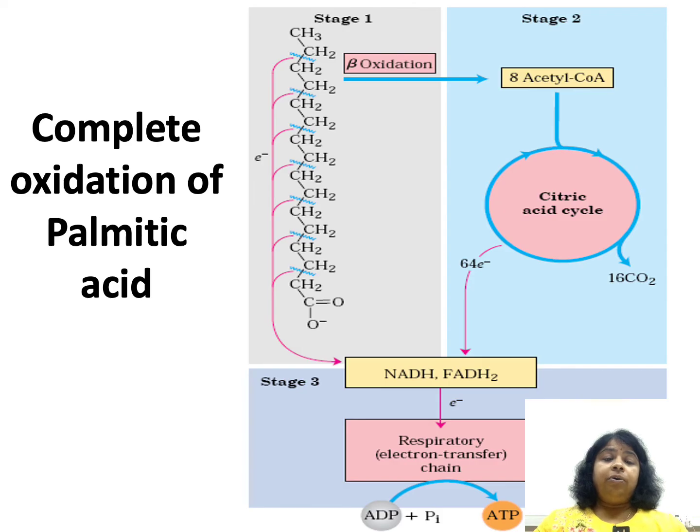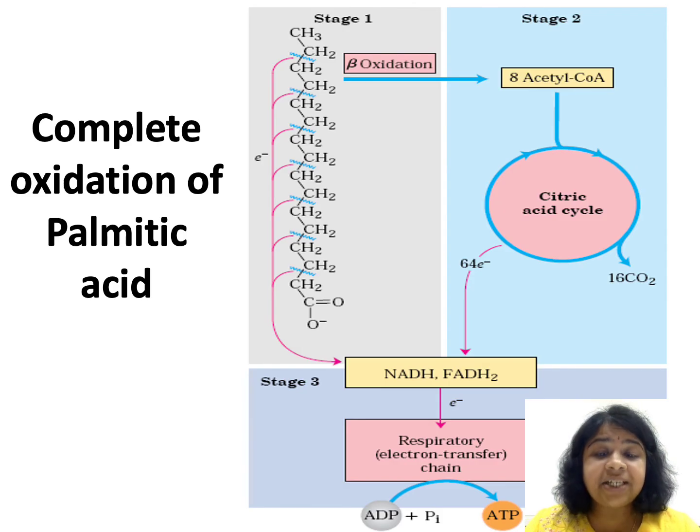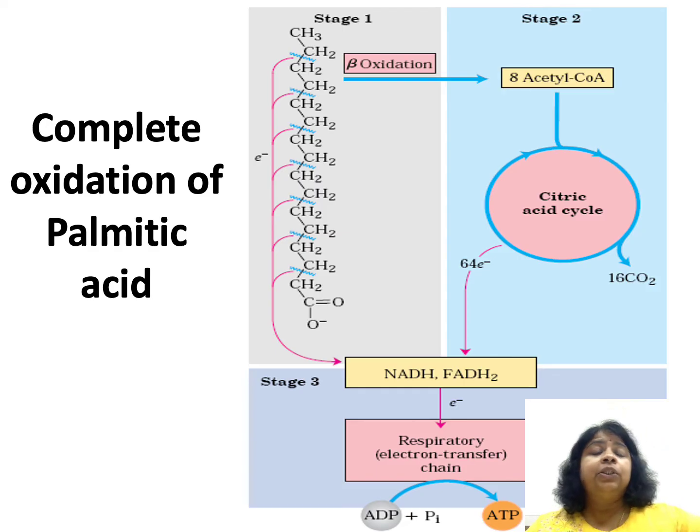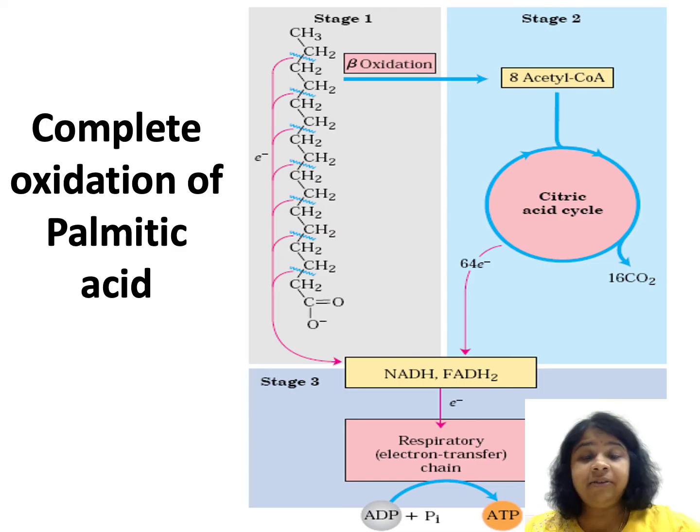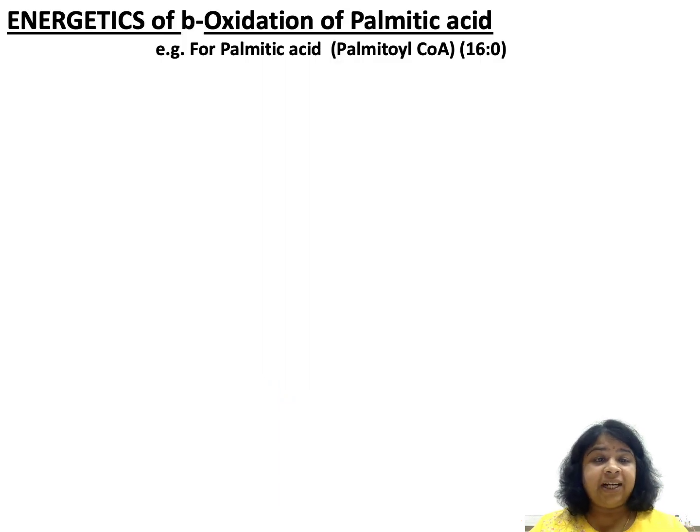Now, moving on to the energetics, we have seen that during beta oxidation we form FADH2, NADH and acetyl CoA. So FADH2 and NADH will enter the electron transport chain directly. Acetyl CoA will be channeled into the TCA cycle and will give energy. So let us look at how much energy we are getting from one fatty acid.